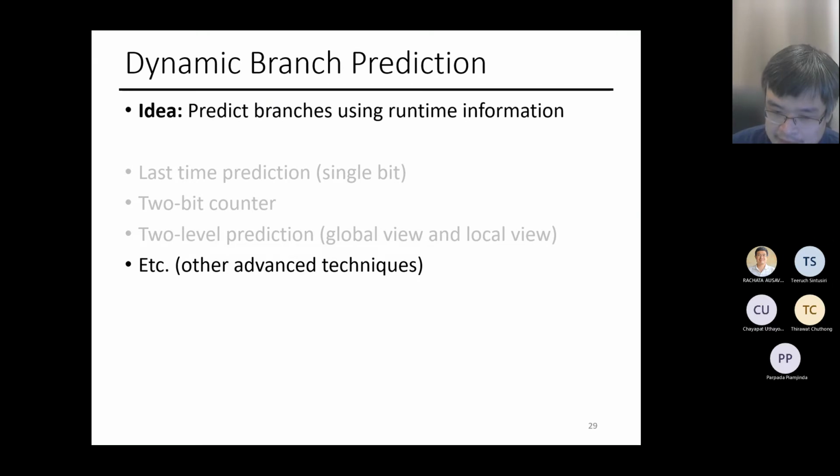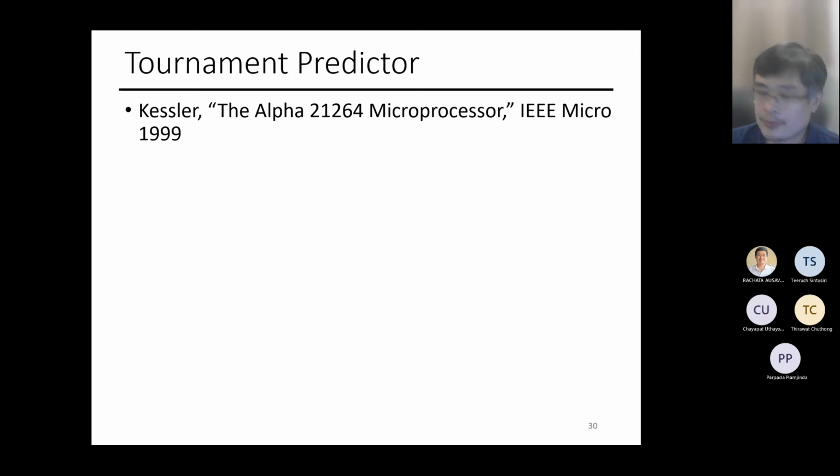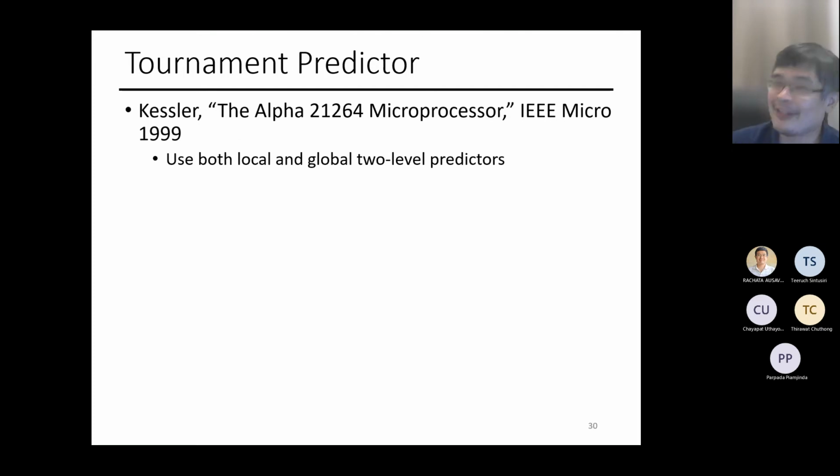Now, what are the other more advanced techniques proposed after the two ideas, the local predictor and the global predictor? One is called the tournament predictor. That's a paper at IEEE Micro 1999 that talks about the Alpha 21264 microprocessor. This is basically one of the most important microprocessor designs back in the day, in the 1990s and to the year 2000. It used both of the things we learned, both the local and the global predictor.